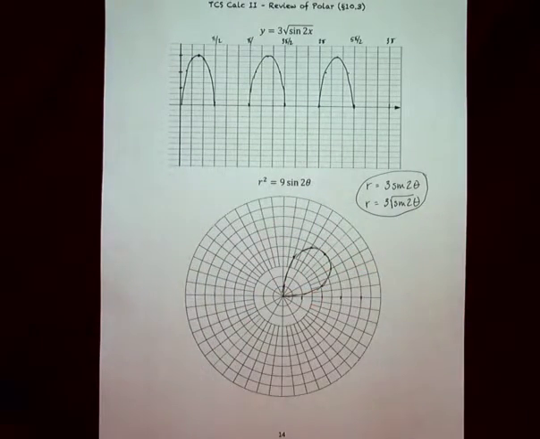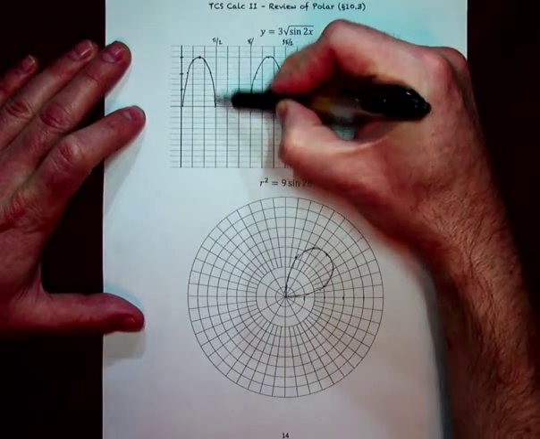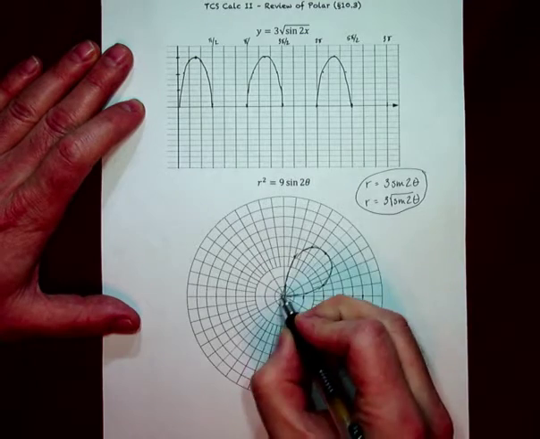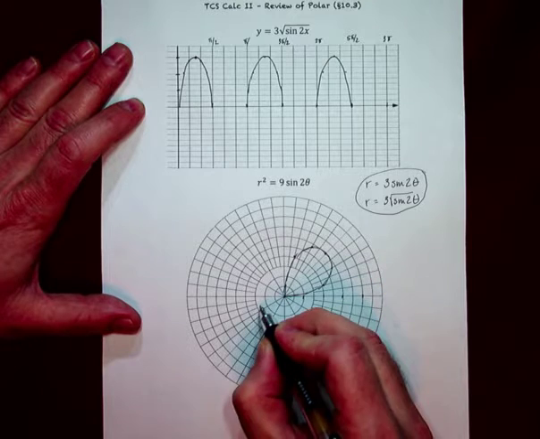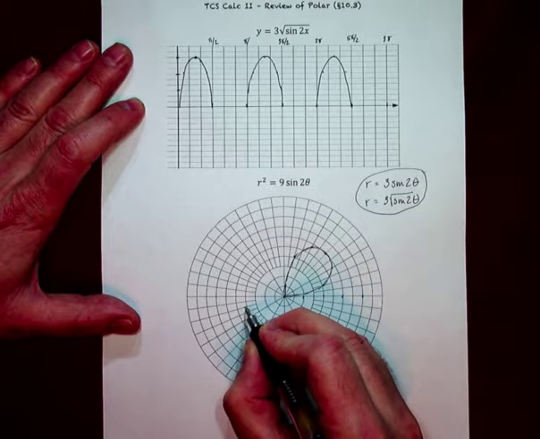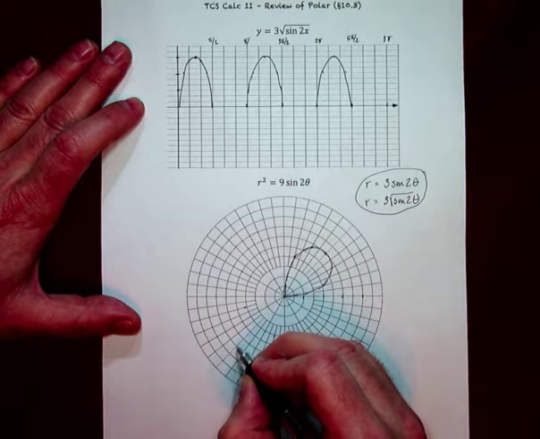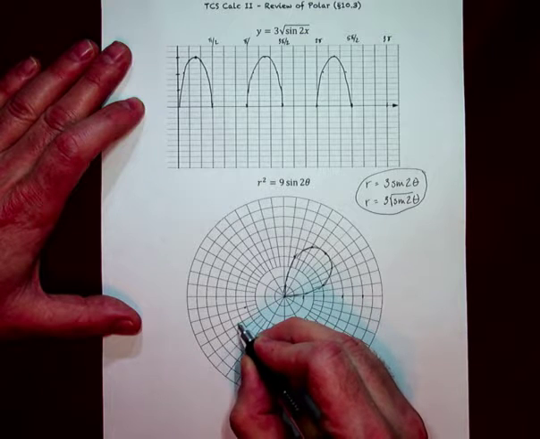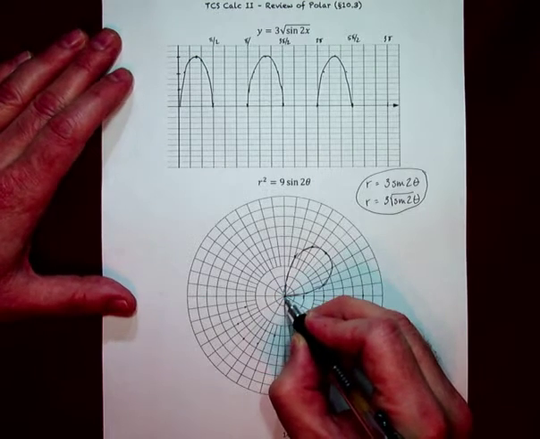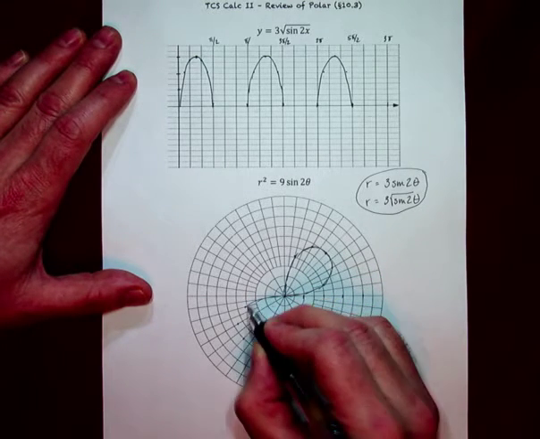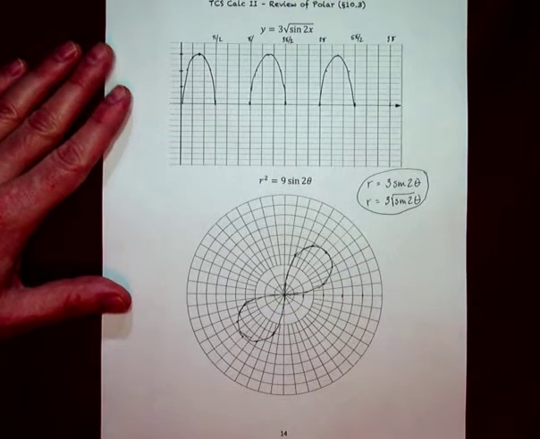And then, of course, for the values over here, you don't get an r value. So basically, this little loop right here corresponds to this first hump. And then nothing happens over here. Error, error, error, error, until you return here. And again, we wind up with 2.1 here and 2.1 here and 3 and 2.8. And so what happens here is you get positive values again, and it comes out like this. And that's it. That's a lemniscate.